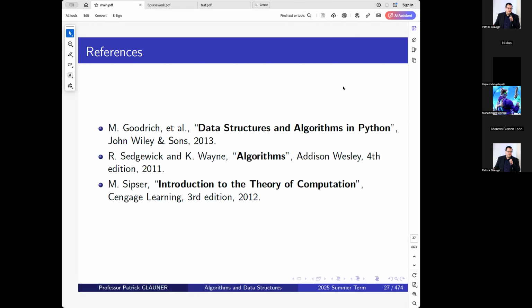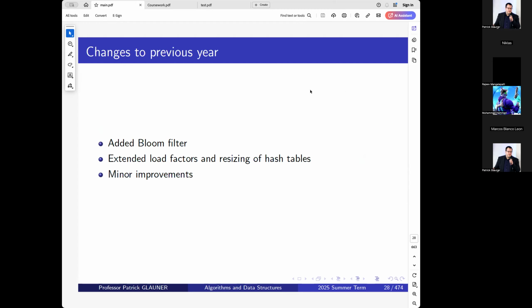And there's a 3rd edition that appeared in 2012, but that's absolutely fine. It's theory and there are not many changes. The Goodrich book is also from 2013, but this is not a Python course, so we are not interested in the latest Python concepts. Rather, it's a theory course and we apply the concepts and implement them in Python. But Python is just a tool. It's not a Python course. So the book from 2013 is absolutely fine.